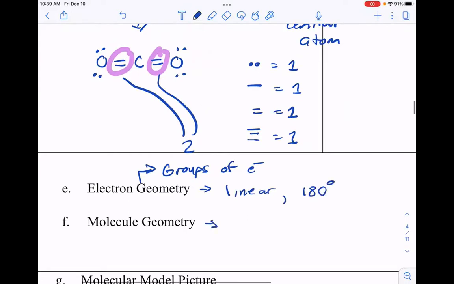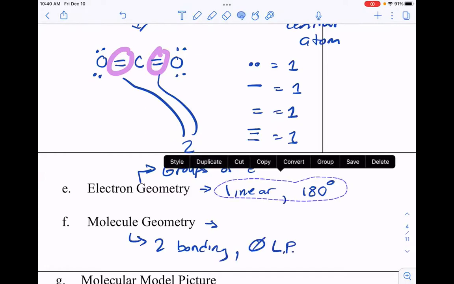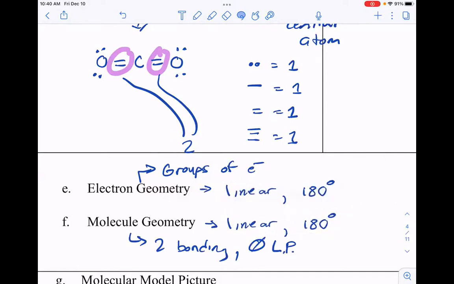So what about the molecular geometry? Would it be the same? It would be the same. So of the 2 groups of electrons, 2 of them are bonding and 0 lone pairs. So that combination would give us linear, and the bond angle is 180.